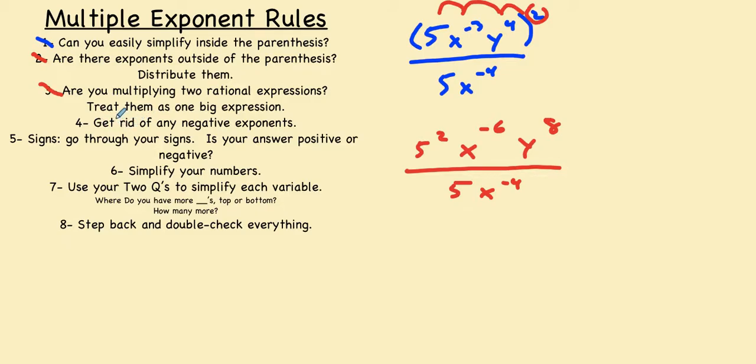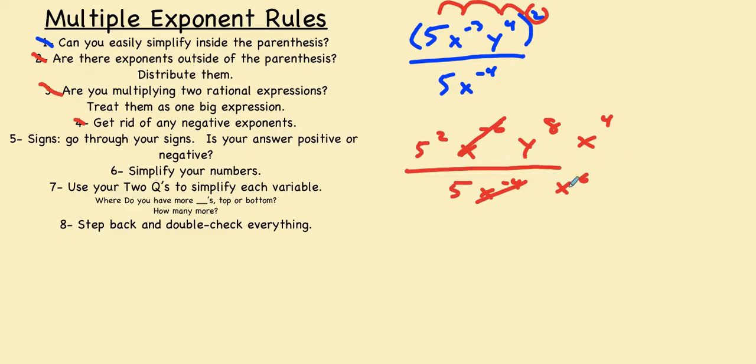Number 4 is something that I like to do early, and that's get rid of any negative exponents. So what I'm going to do is this x to the negative 6, I'm going to get rid of that, bring that down there as a positive 6. And down here I have an x to the negative 4th. I'm going to bring that up as a positive exponent, and that takes care of rule number 4. Now 5, 6, and 7, I call that the SNL rules. Saturday Night Live is what I'm constantly repeating in class, but it's signs, numbers, and letters.